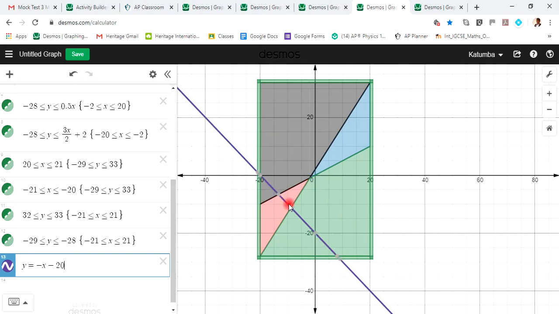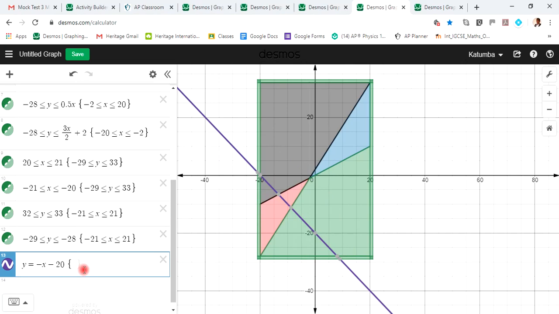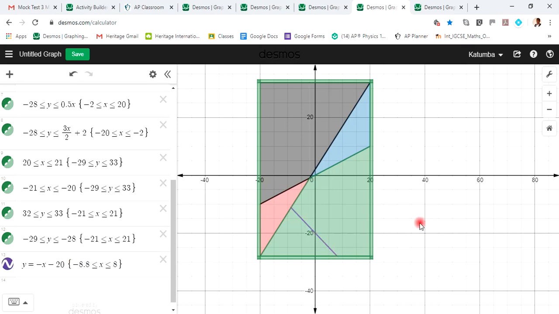So that line goes from there up to there, and I can restrict the values of X on that line to be from here up to here. So that's negative 8.8 up to positive 8, and I can shade it as I have already showed you how to shade. I can shade it using the means that we have seen how to do.